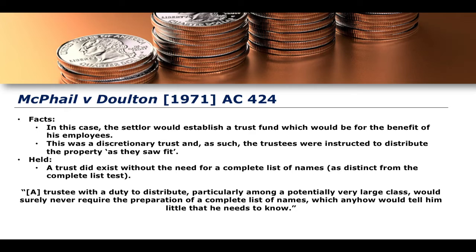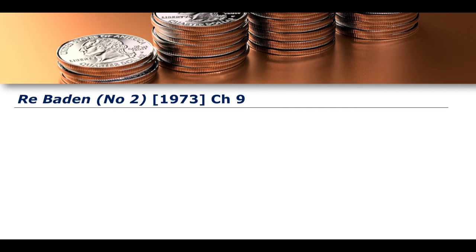In this case, it was held that a trustee with a duty to distribute, particularly among a potentially very large class of beneficiaries, so for example a very large number of employees, would surely never require the preparation of a complete list of names, which anyhow would tell him little that he needs to know. So essentially, it was held that the idea of a complete list would be a moot point in relation to the distribution of property in this particular trust instrument.